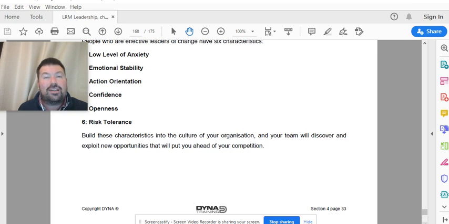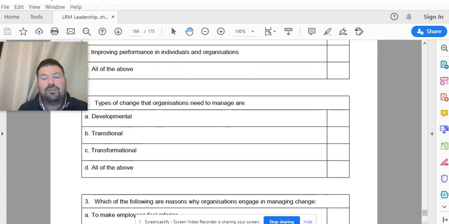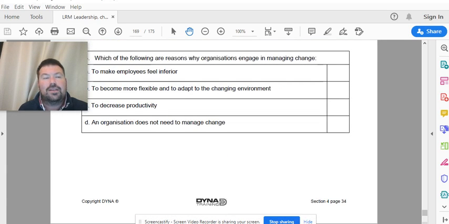And once you've read that, then I want you as a team or as a group, or even if you don't have a group as an individual, to please do your value test on page 34. So to read and to fill in your value test, well, that will probably take you about 12 minutes. So set your timers for 12 minutes, do as much as you can in that time, and then come back to the next video.